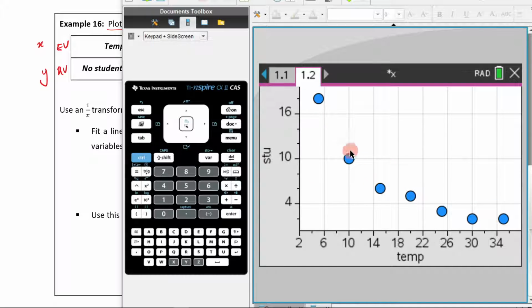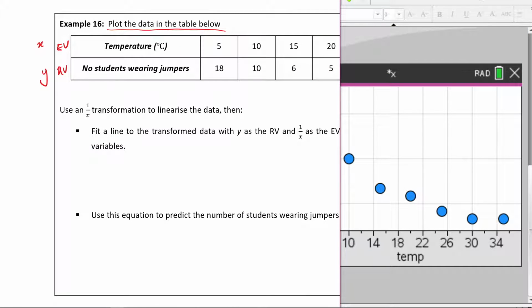So we need to make this more linear. How are we going to do that? Well, it tells us that we're going to be using a 1 on X transformation to linearize the data. So that means what I'm going to be doing is I'm going to be going 1 over the temperature to make this more linear. So let's come back to our CAS here.